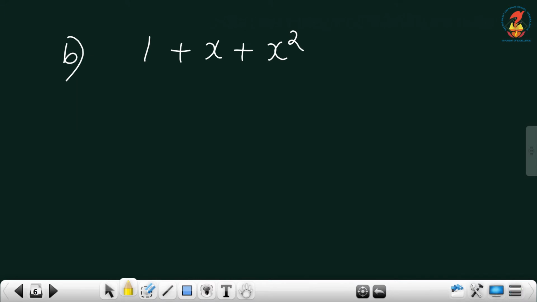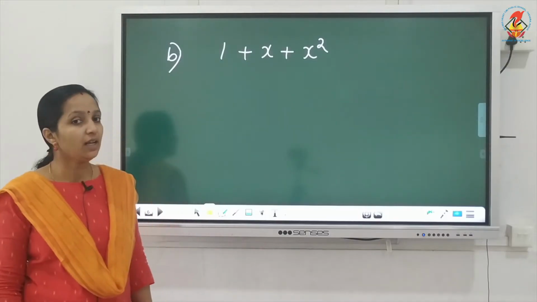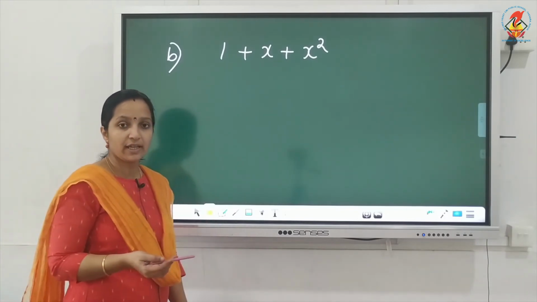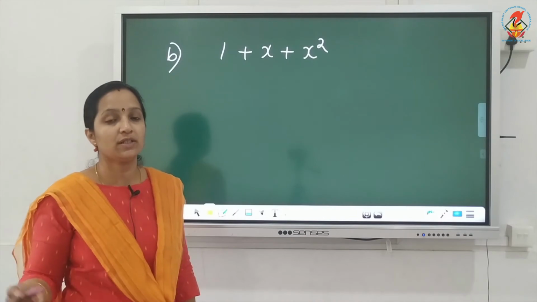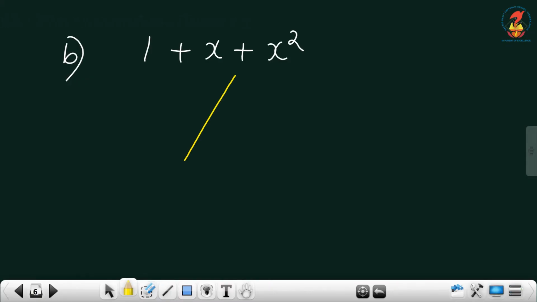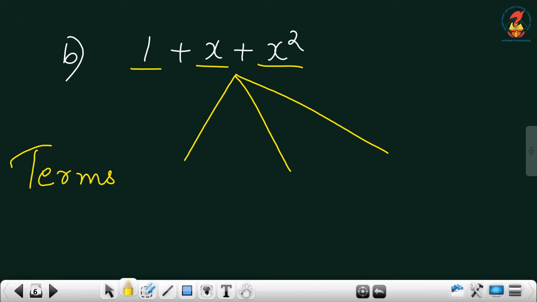1 plus x plus x square. We know that this is an algebraic expression. Now tell me, we know that addition sign and subtraction sign is dividing into different terms. So tell me here, how many terms are there? There are 3 terms, first term, second term, third term. Write down the terms. The first term is 1, the second term is x and the third term is x square.